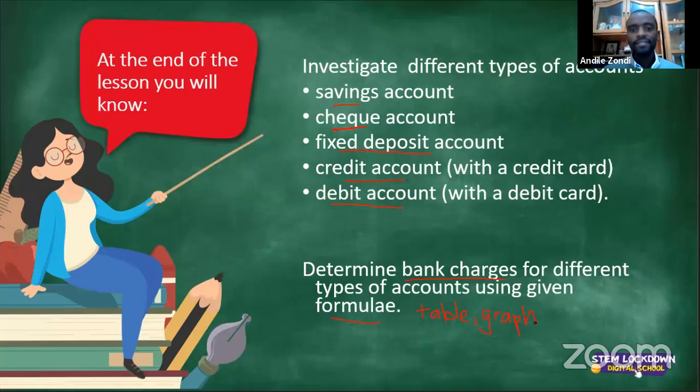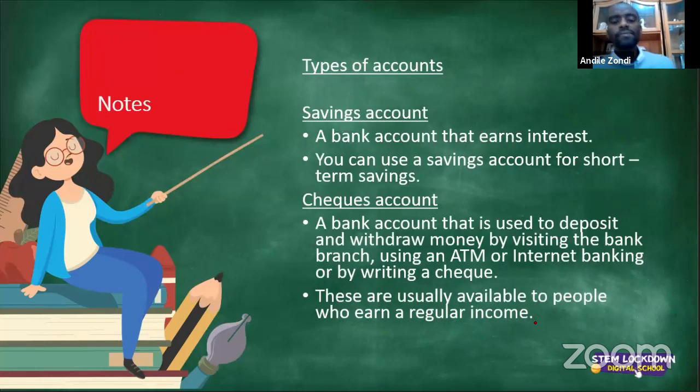Okay, let's first look at the different types of accounts. The first account that you are looking at here is the savings account. I'll basically read and explain. This is a bank account that earns interest. That's why it's savings. You can use a savings account for short-term savings. We're talking about weeks, we're talking about months, we're not talking about years.